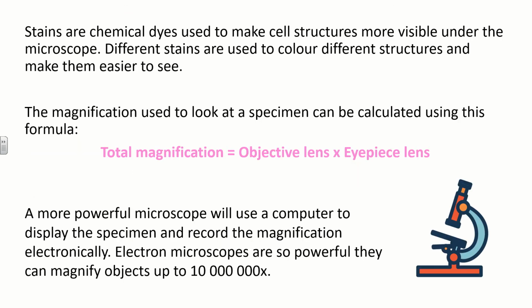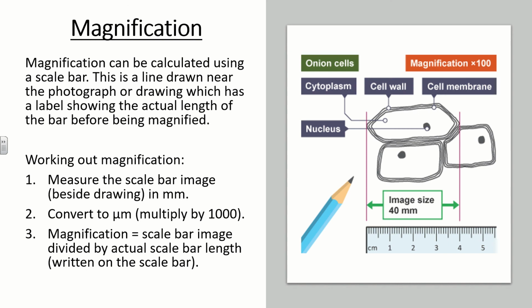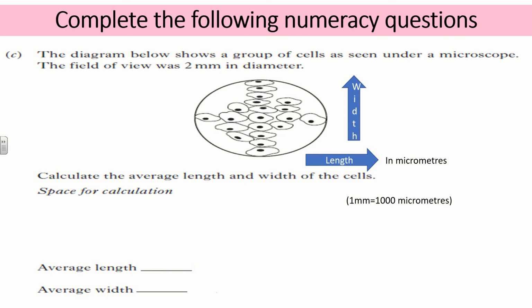So when viewing cells under the microscope, you may need to calculate the magnification. You'll be given this equation, but make sure you read through this slide so that you understand. You may also be asked to convert the width of the field of view from millimeters to micrometers. This then allows you to calculate averages. So the most common question you could be asked is one like this. So the diagram shows the field of view down a microscope. You need to calculate the average length and width of cells.